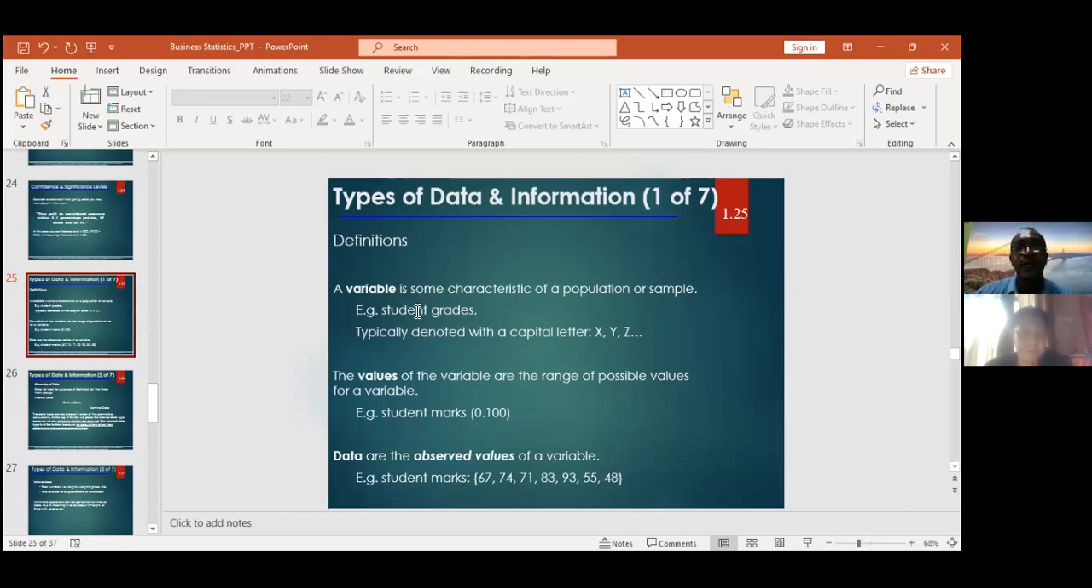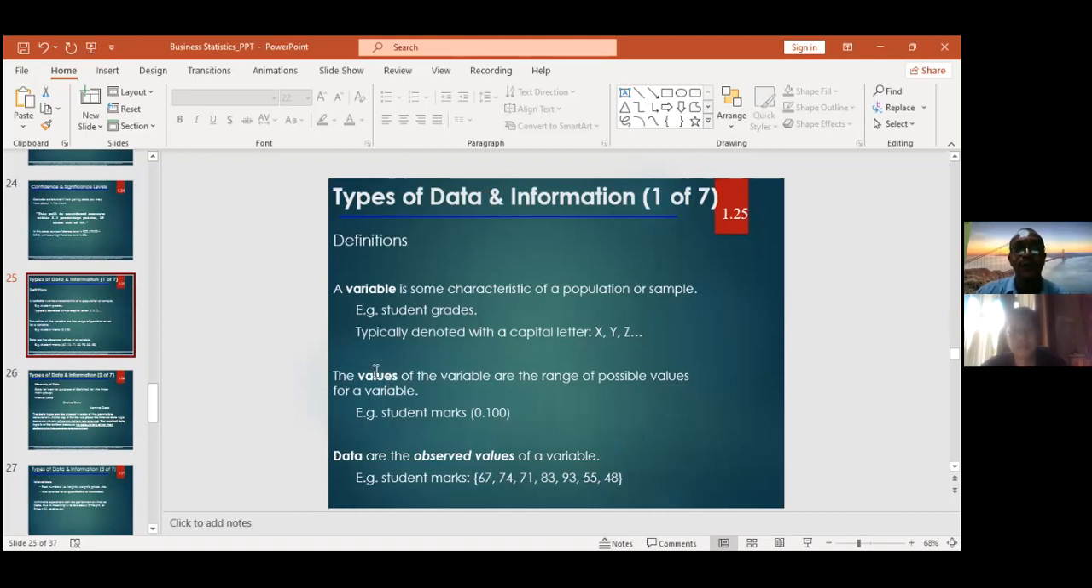So now we are going to look at the definition of a variable. A variable is some characteristic of a population or a sample. So variables can be related to a population. They can also be related to a sample. For example, student grade. So student grade is an example of a variable. It is typically denoted with a capital letter X, Y, Z. The variable can also be the profit of a company. It can be the sales of a company.